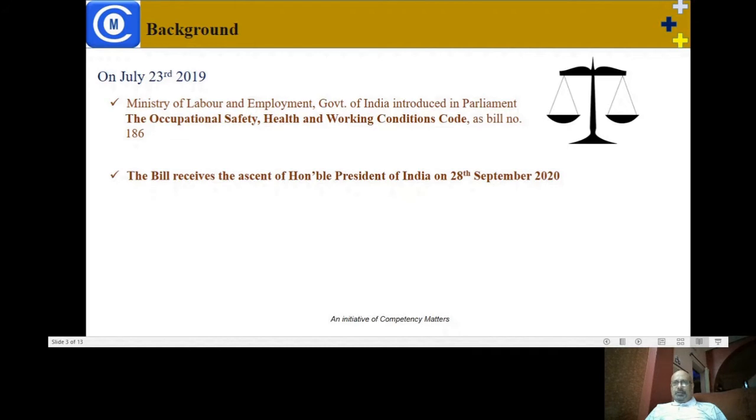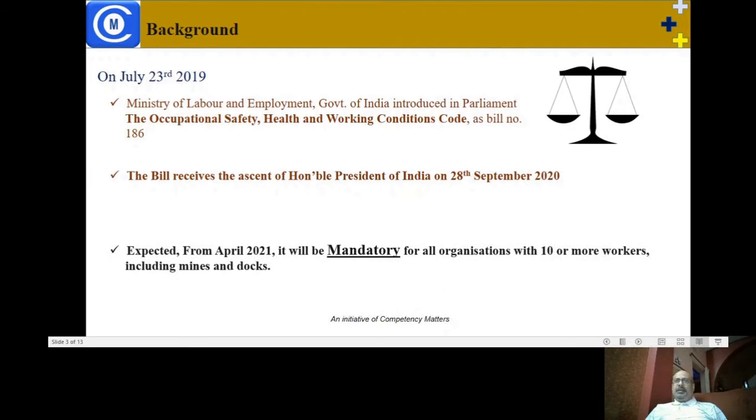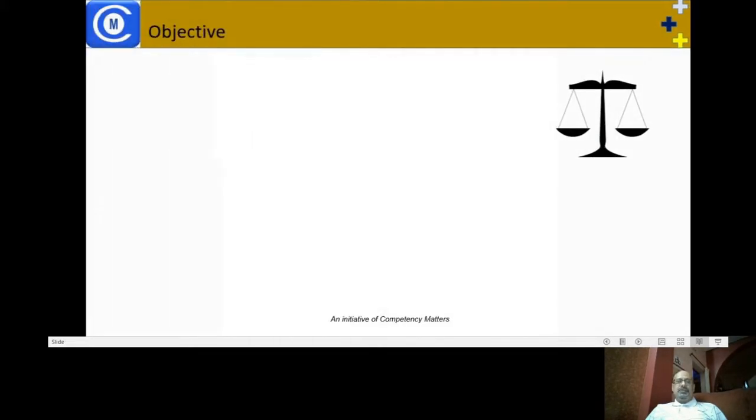On July 23rd, 2019, the Ministry of Labour and Employment, Government of India, introduced in Parliament the Occupational Safety, Health and Working Condition Code as Bill number 186. The bill received the assent of the Honorable President of India on 28 September 2020. It is expected that by April 2021 it will be implemented and it will be mandatory for all organizations with 10 or more workers, including mines and docks. This is very important for organizations.